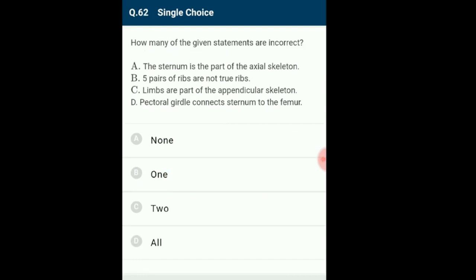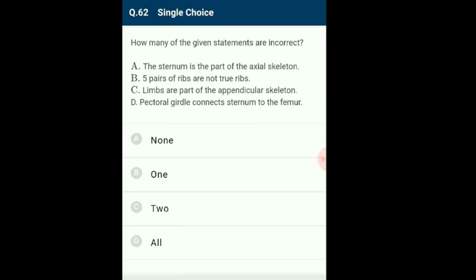Question number 62. How many of the given statements are incorrect? There are 4 statements given. First one is skull. It is made up of 22 bones. A, cranial bone, that is 8 bones. B, facial bones, that is 14 bones. Second one is ear ossicles. It includes 6 bones. Then third one is hyoid bone, that is 1 in number. Fourth one, vertebral column, that is made up of 26 bones. Fifth one, sternum, it is 1 bone. Sixth one, ribs, that is 12 pairs.